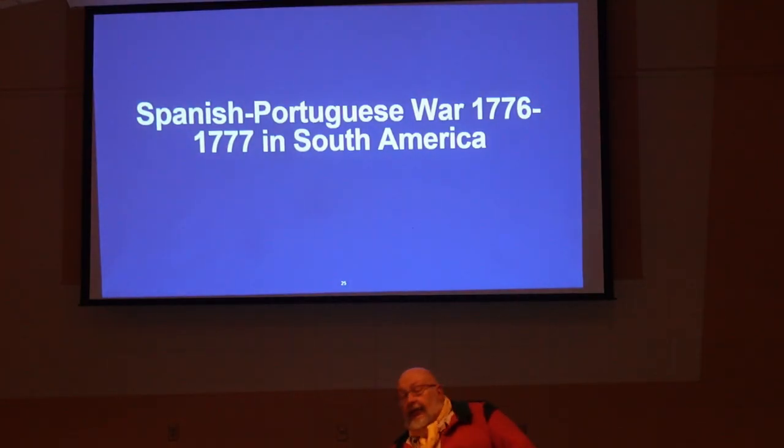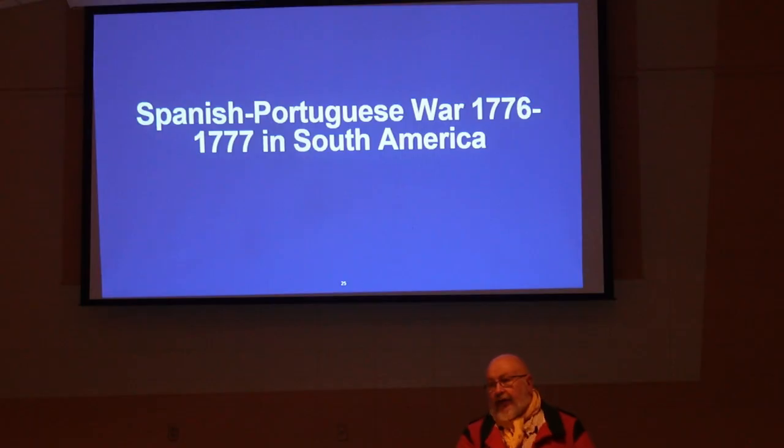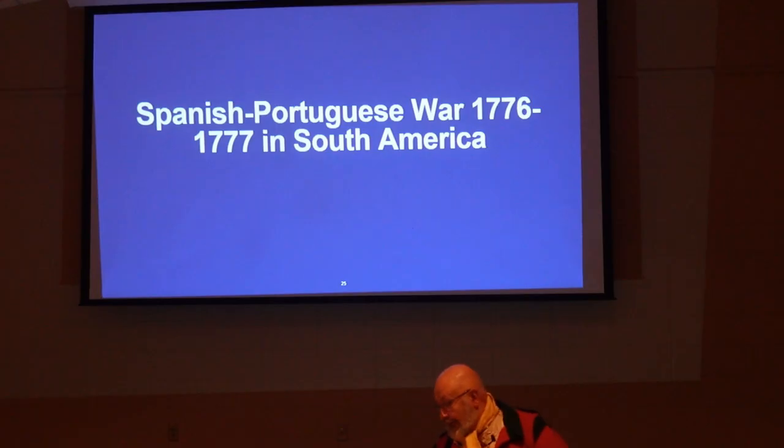1776, 1777, there is a Spanish-Portuguese war in South America, in southern Brazil, right on the River Plate. The Portuguese get trounced, and there is a treaty. The Portuguese can get most of their land back, but now Spain has Portugal off the chessboard. The Portuguese are not going to get involved because they know it's a situation they can't win.